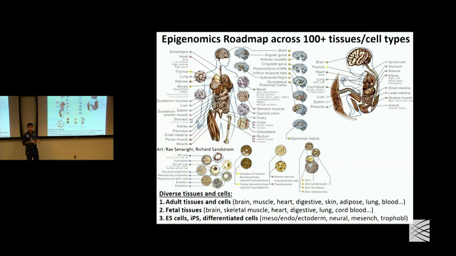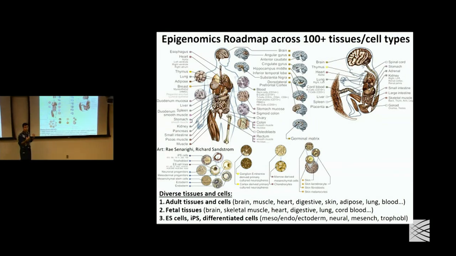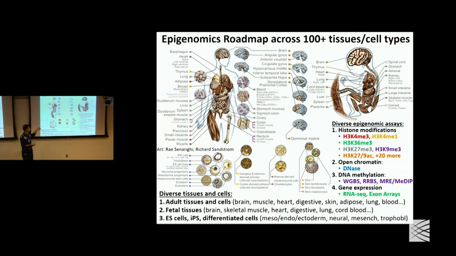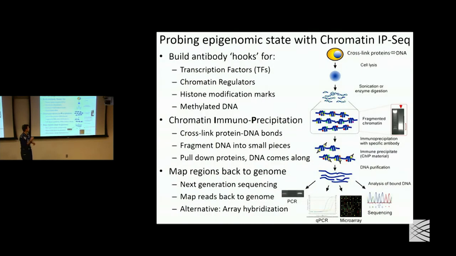So we basically set out to map this epigenome across more than 100 different tissues and cell types of the human body, across adult, embryonic stages of development, across different regions of the brain, different types of primary cells, iPS cells, ES cells, in vitro differentiated cells. And for each of those, we basically mapped many different histone modifications, DNA accessibility, and DNA methylation, as well as the quote-unquote output of RNA expression. How do we do that?